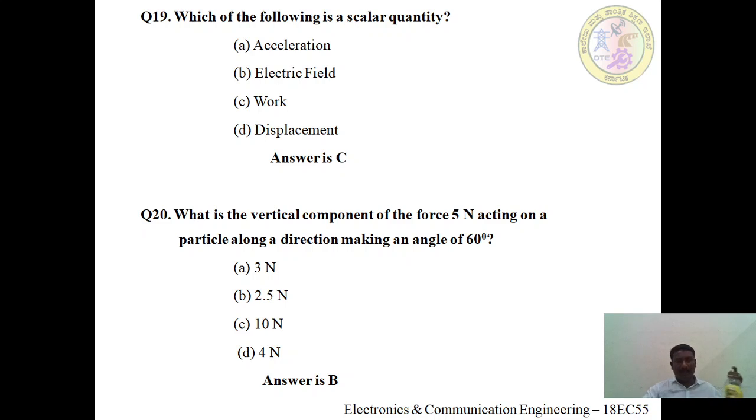And last question: what is the vertical component of a force of 5 Newton acting on a particle along a direction making an angle of 60 degrees? The answer is 2.5 Newton.